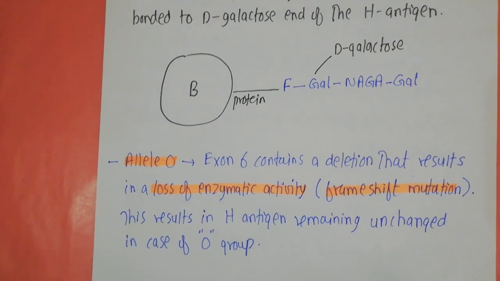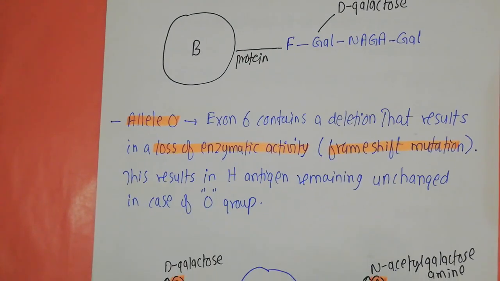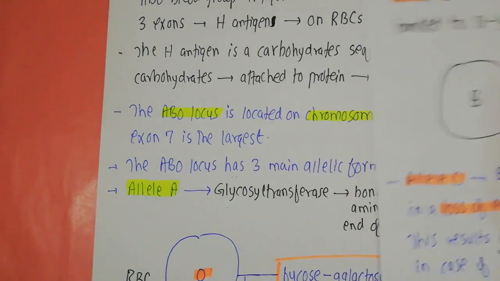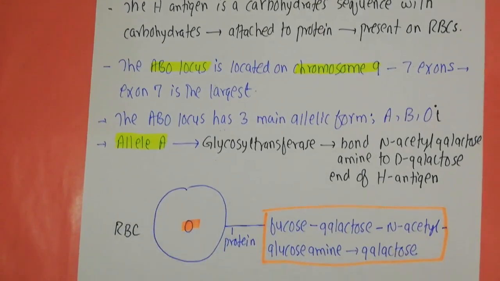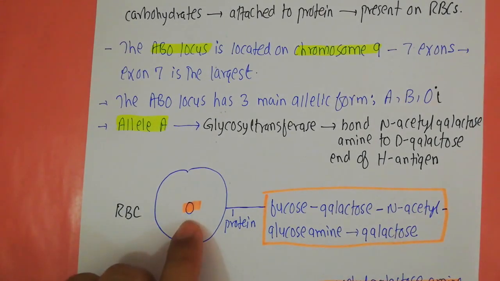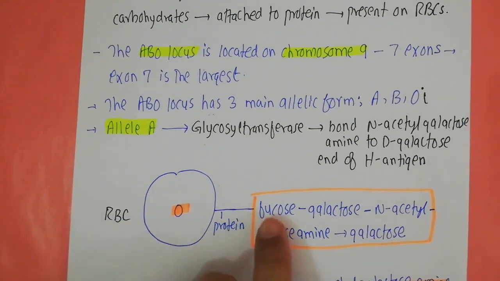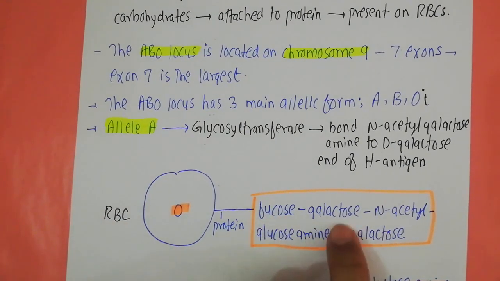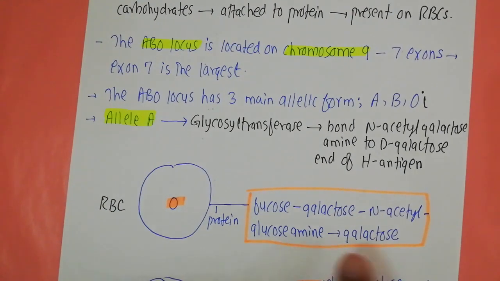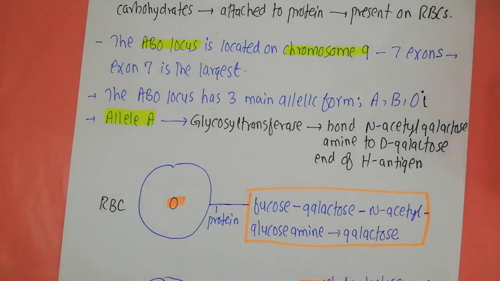When you talk about the allele O, let me show you this. If you talk about the allele O over here, if this is the individual having the O type of the blood, if you look at the RBC of that particular individual, it has this H antigen, the fucose, the galactose, the N-acetylglucosamine, and the galactose.